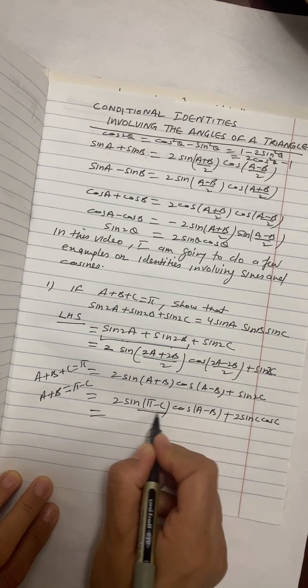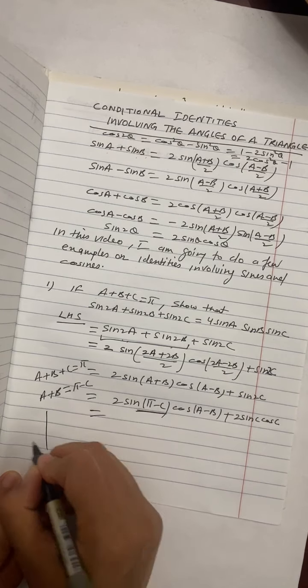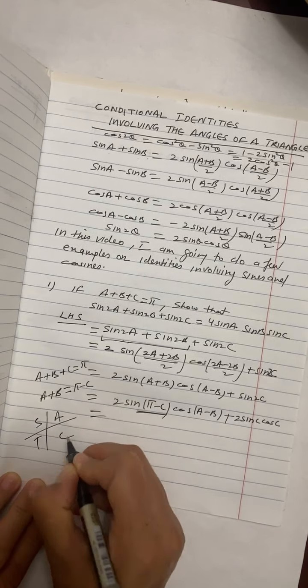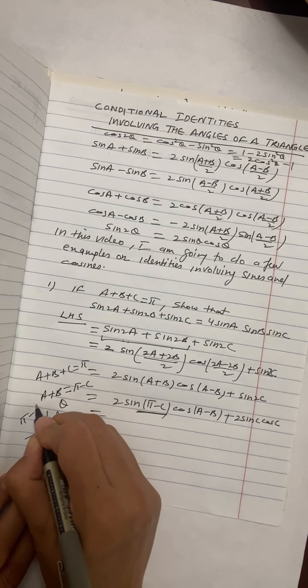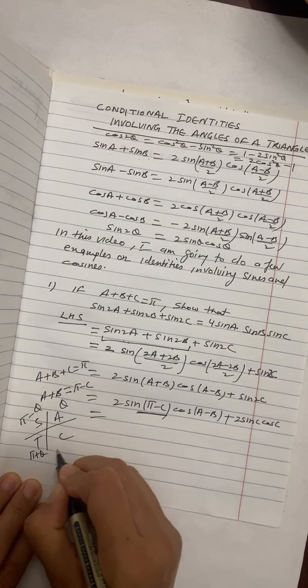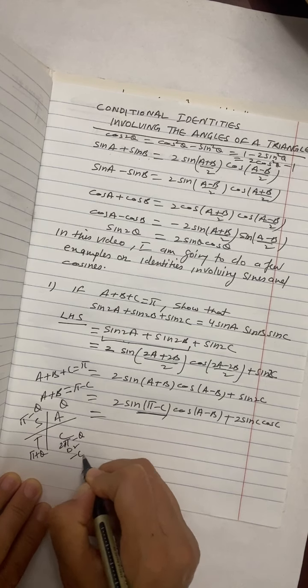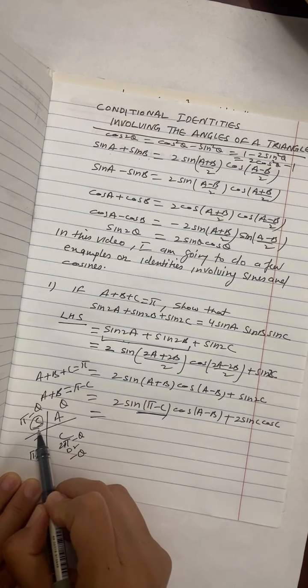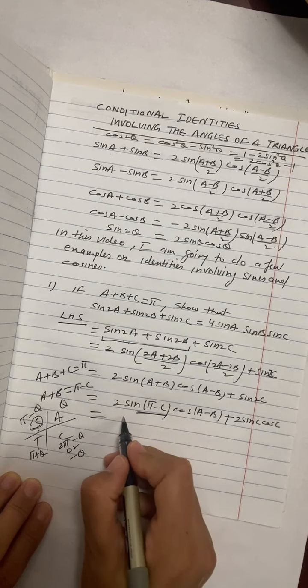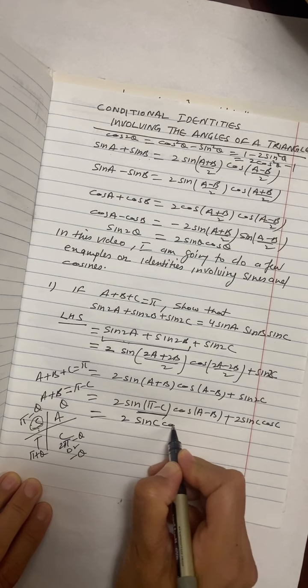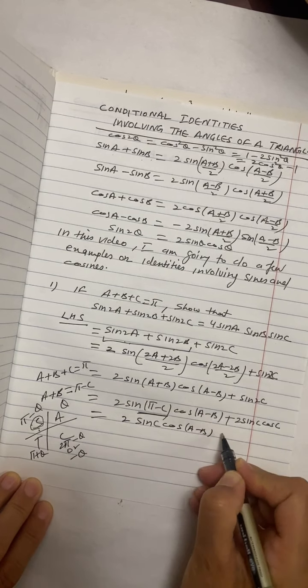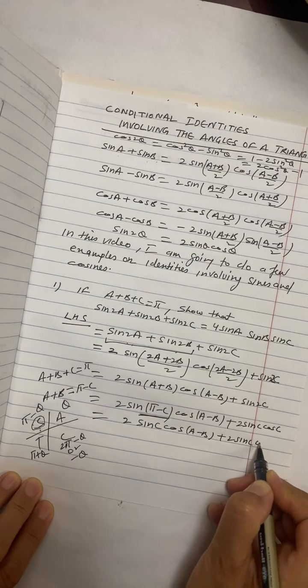So here this is sin (180 minus theta). Here we have theta. This is pi minus theta. This is pi plus theta. And this is equal to 2 pi minus theta or minus theta. And as we know, sin theta in the second quadrant is positive. So this is 2 sin C cos (A minus B) plus 2 sin C cos C.